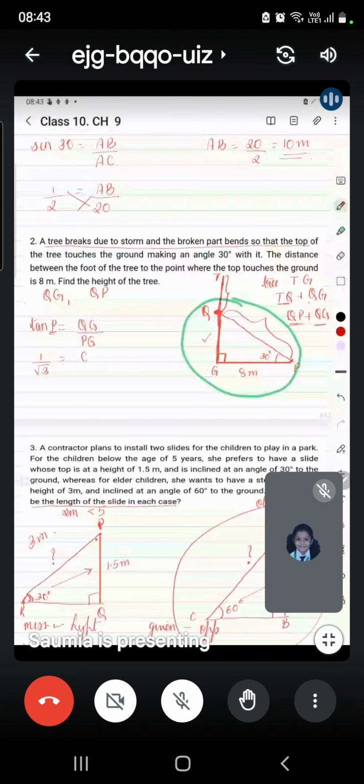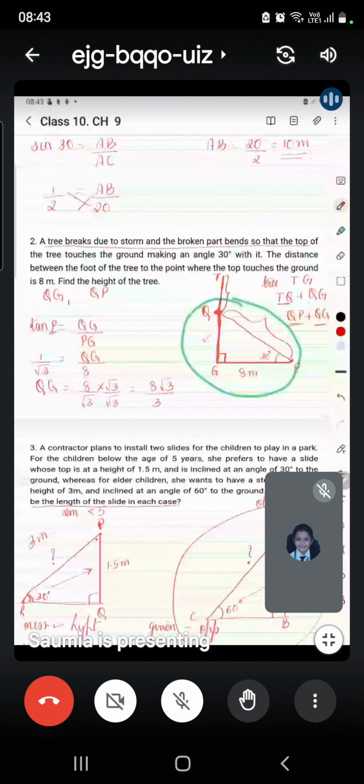And QG, I don't know. PG, I know as 8. So cross multiply, you will get QG is 8 upon root 3. But you have to rationalize. So you will get 8 root 3 by 3.